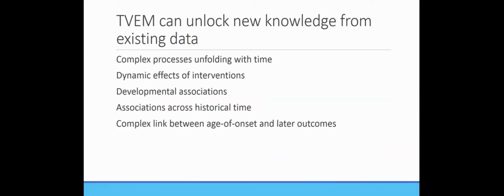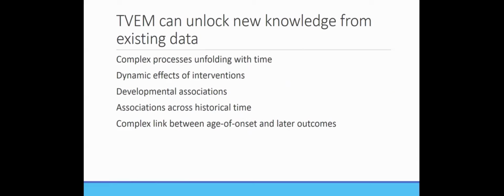We can use TVEM to understand complex processes that unfold with time in many ways that we can't even yet theorize about because our behavioral theories are not that advanced and specific. We can use TVEM to estimate the dynamic effects of interventions so that we know a little bit better about when they work for whom. TVEM can tell us about developmental processes and associations over time, maybe revisiting the rich literature on adolescent risk factors for substance use and placing them into context of developmental age more specifically.